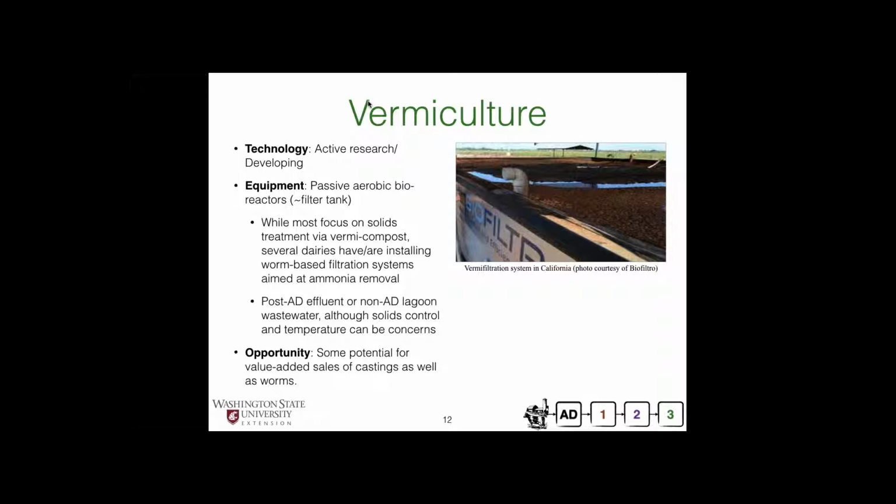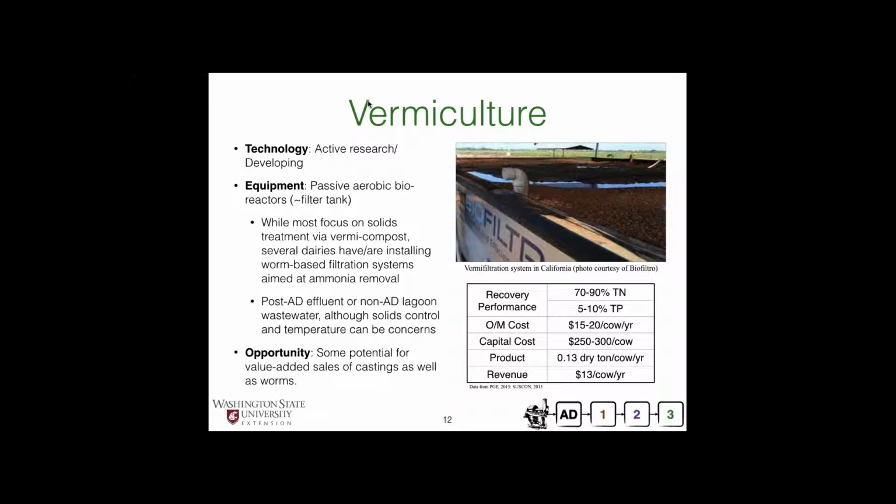So there's some potential here for both selling live worms as well as the castings. So we could see that pretty heavily tilted towards nitrogen recovery, 70 to 90% total nitrogen. We do have a component here of total phosphorus, and this is very interesting in that our operation and maintenance costs and our revenue, and especially the potential revenue once markets can be developed, are not too far away. So this is one that should be on everybody's radar to take a look at and see where it's going.